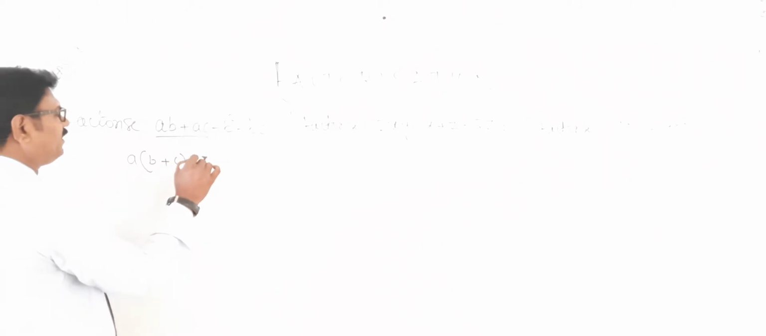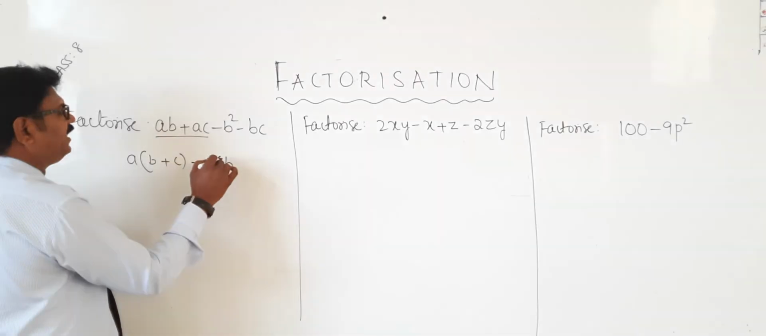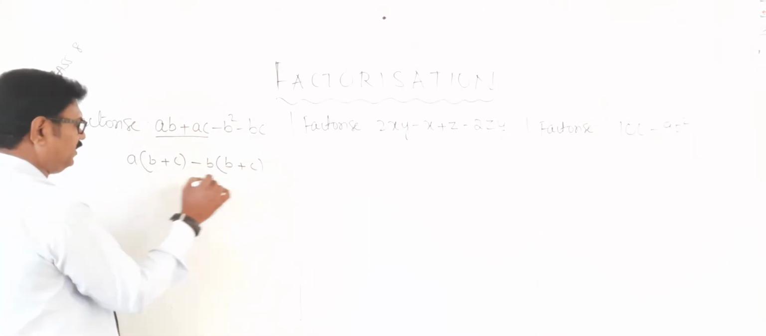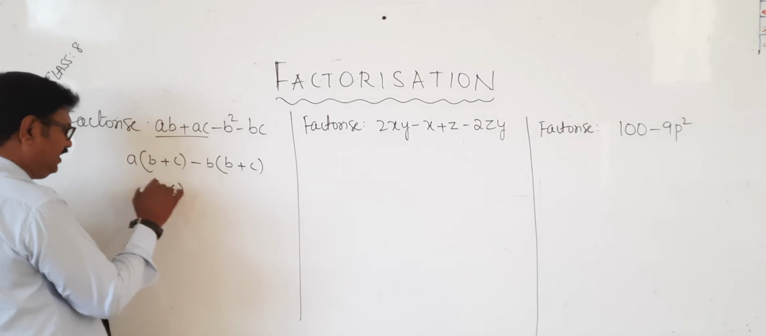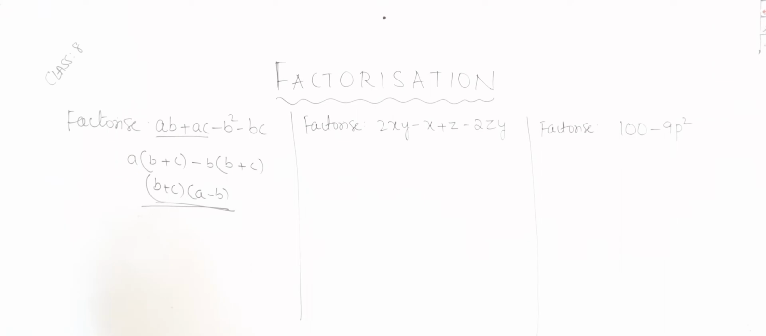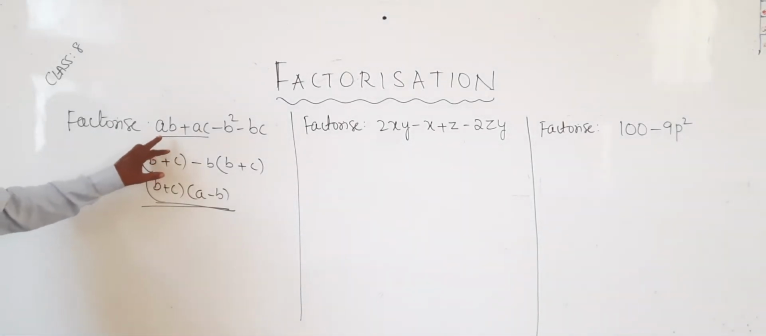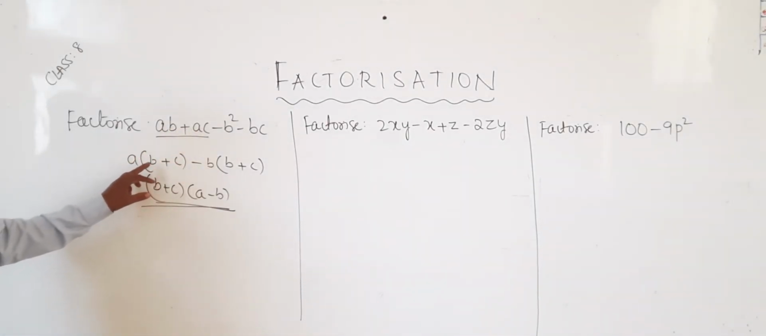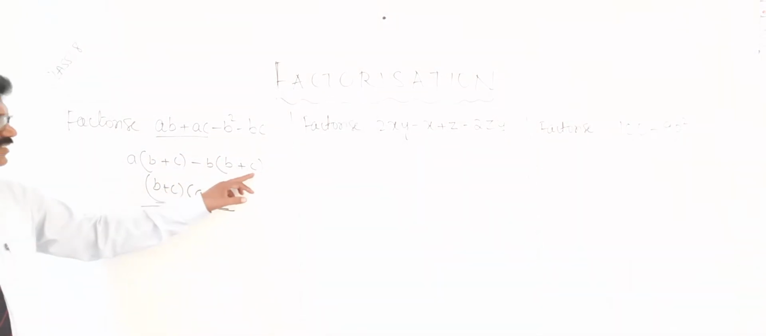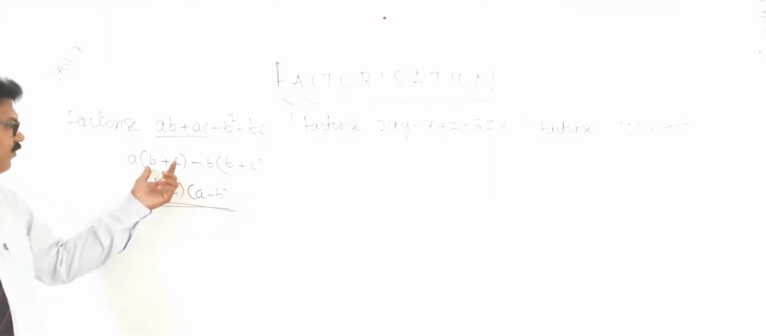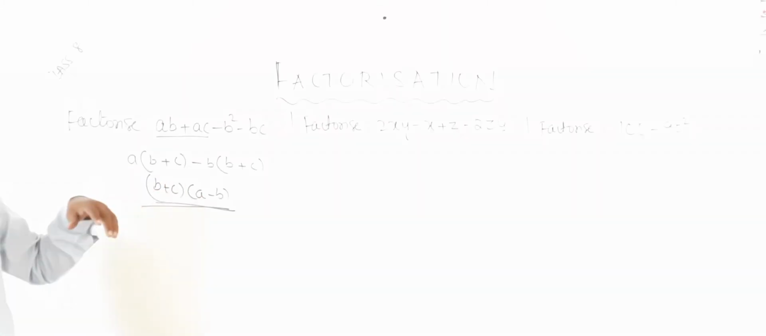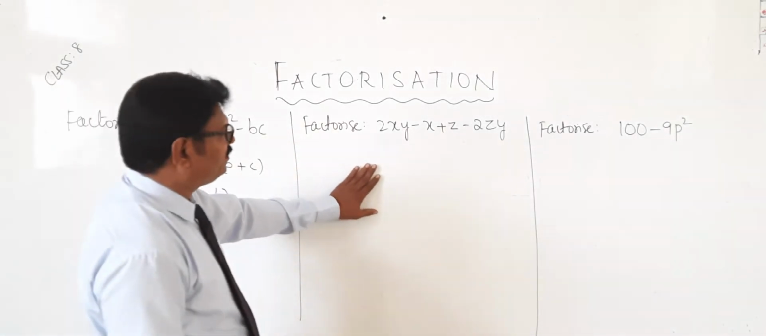In these two, what is common? Take minus B. Again B minus into plus is minus, therefore plus C. Therefore, B plus C into A minus B. Only one step. In this, I have taken A as common inside B plus C. Minus B, I have taken B plus C. Therefore, B plus C means again B plus C is common. Therefore, A minus B is the common. Okay na?